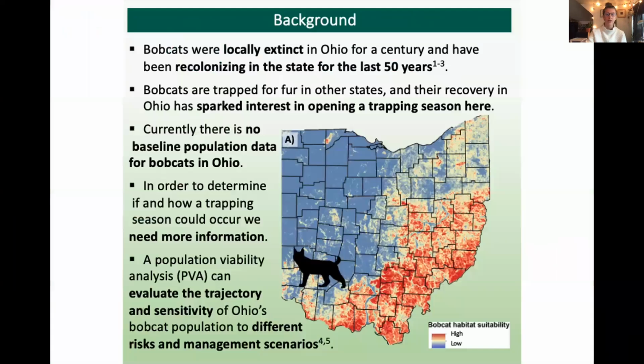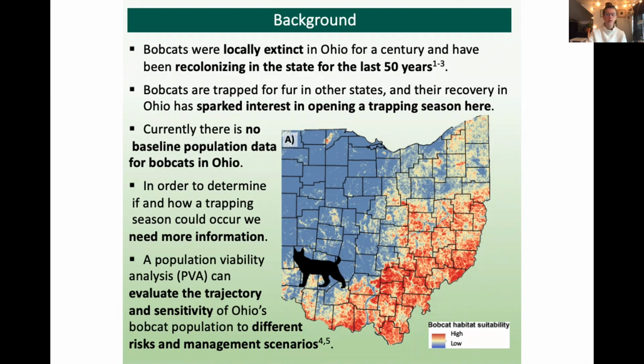Some brief background on Ohio's bobcat population. While bobcats are native to Ohio, they were extirpated and became locally extinct here in the mid-1800s due to overharvesting and habitat loss. In the 1950s, after about a century of extirpation, bobcats were sighted again in Ohio, and since then, there have been increasing sightings of bobcats in the state, particularly in southeast Ohio.